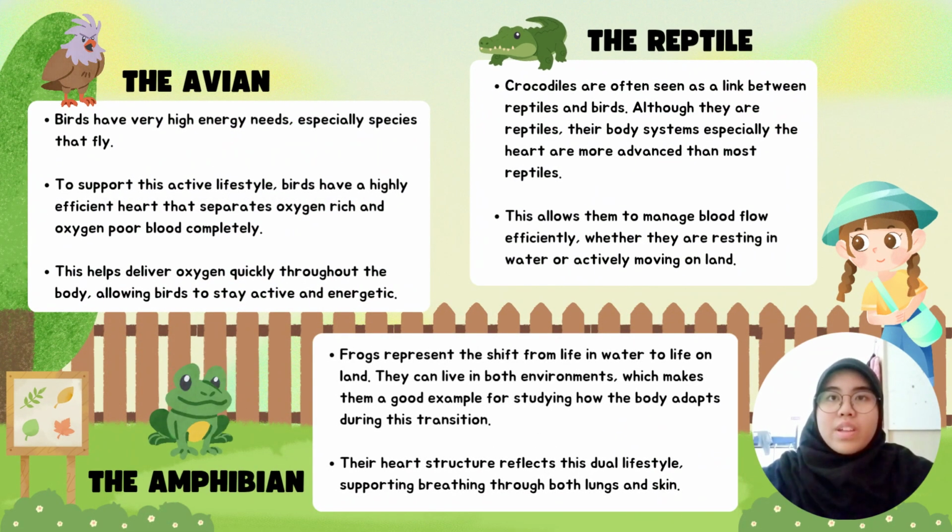The avian also refers to birds. We choose eagle as our subject. Birds have very high energy needs, especially species that fly. To support this active lifestyle, birds have a highly efficient heart that separates oxygen-rich and oxygen-poor blood completely. This helps deliver oxygen quickly throughout the body, allowing birds to stay active and energetic.